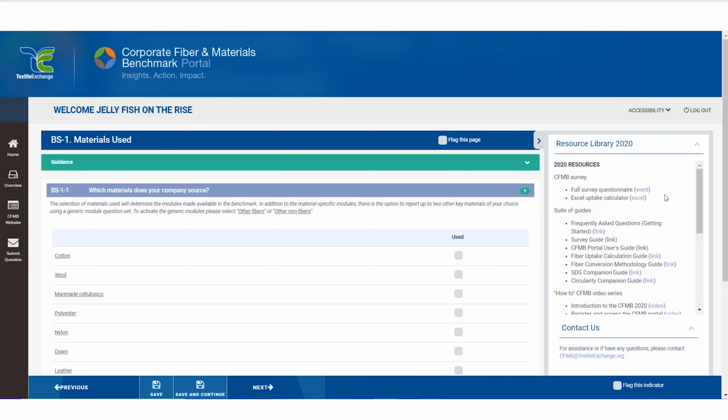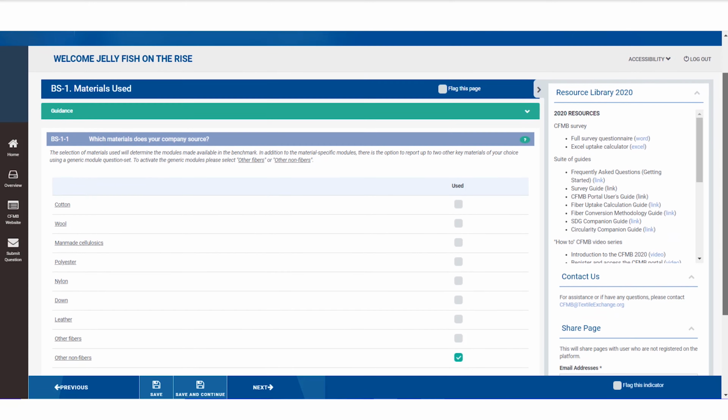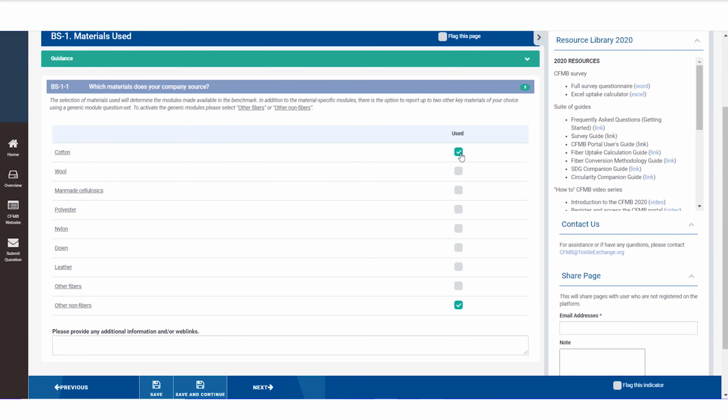In the section called Balance Sheet 1, you will select what material types your company sourced over the reporting period. The reporting period for 2020 is typically January 1st to December 31st, 2019. However, your company may adjust this depending on your fiscal year or buying calendar. Importantly, your CFMB reporting cycle should align with your annual reporting cycle, so you can easily track progress in line with your internal reporting. We do not expect you to make a separate calculation for CFMB.